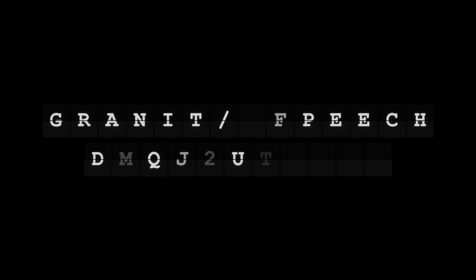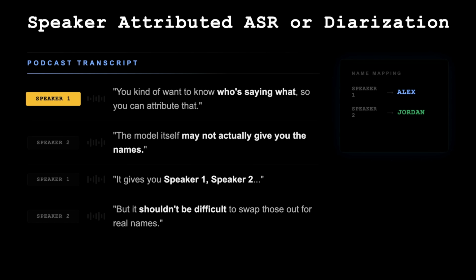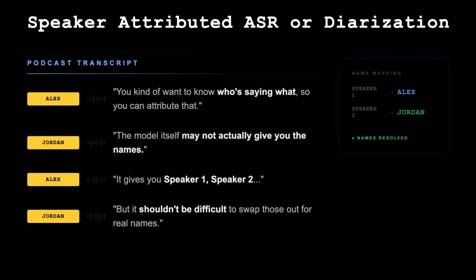So the second model is the Plus model. And the key thing here is that this model allows you to add a form of diarization where you've got speaker labels so that it can actually tell you that this is speaker 1 speaking, this is speaker 2 speaking, etc. So this is actually called speaker-attributed ASR, or diarization. And this is a huge thing that people often want. For example, if you're going to transcribe a podcast, you want to know who's saying what so that you can attribute that. Now, the model itself may not actually give you the names. It will give you speaker 1, speaker 2, but it shouldn't be that difficult for you to swap those out for real names to put in the final transcript.